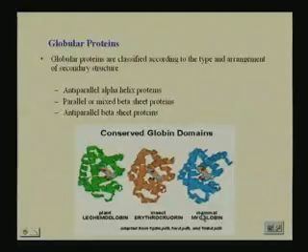This one is from a plant, the middle one is from an insect, and the last one is from a mammal. What do you notice here? You notice that each of them has a very similar structure. The reason is that they perform the same function. So whether it is from a plant or an insect or a mammal, because these globins perform similar functions, they have similar structures.